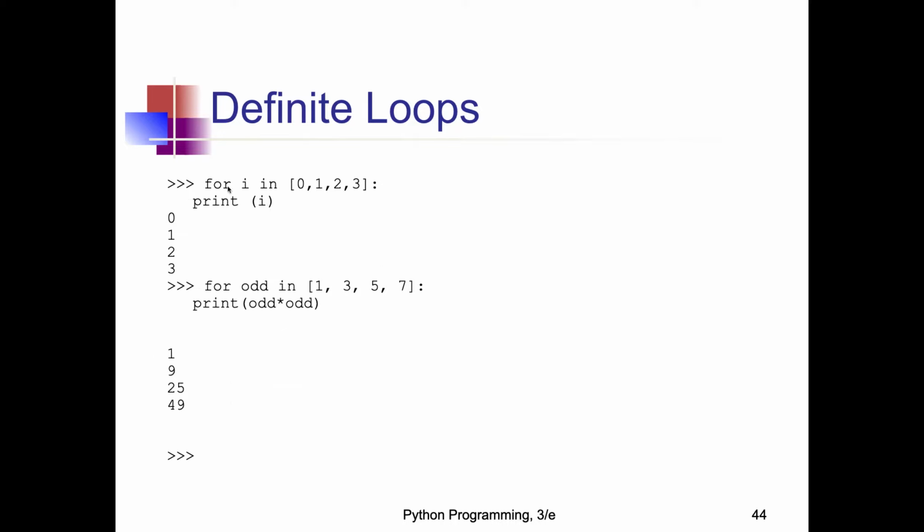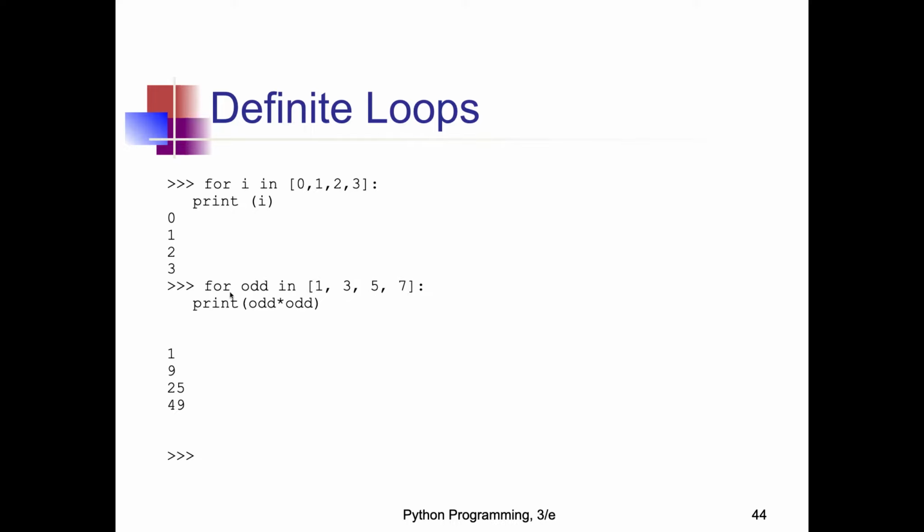So for example, for i in, and this is a list, right? It's a sequence which has 0, 1, 2, and 3. So i will take on each of those values as we move through the loop. If you print i in each loop, it will be 0, 1, 2, and 3. Here's another example, another sequence, which is 1, 3, 5, and 7.